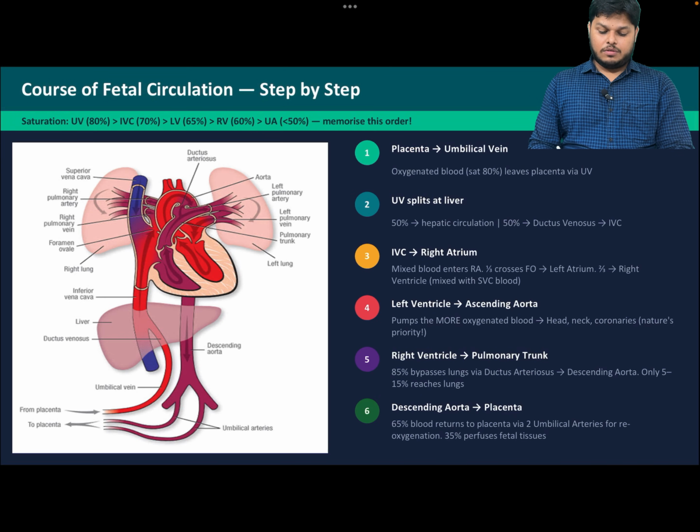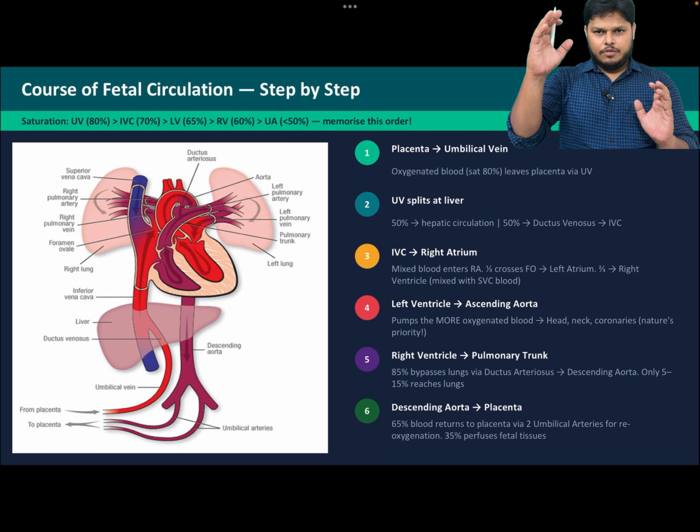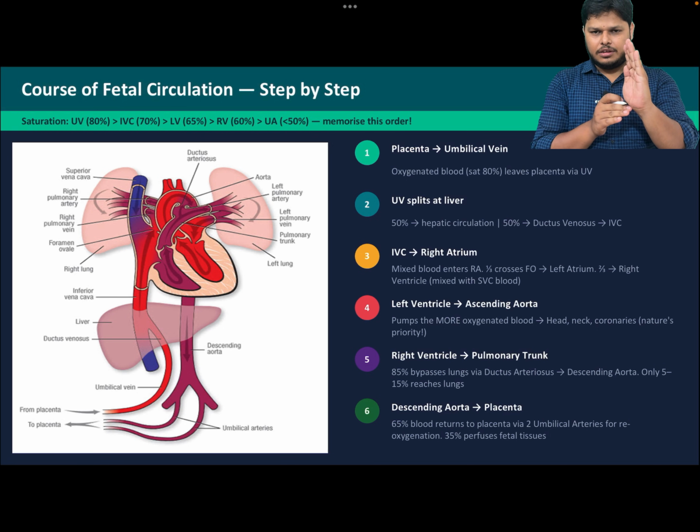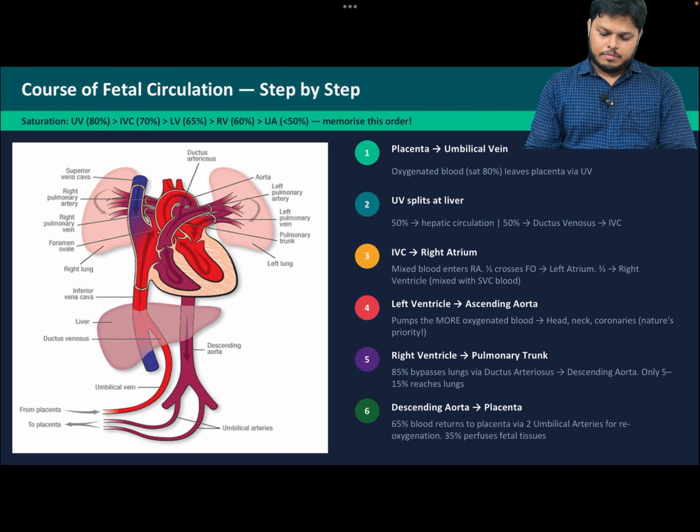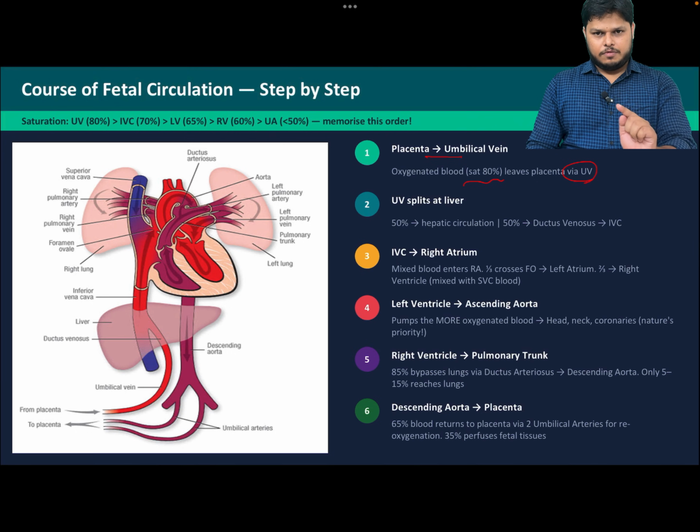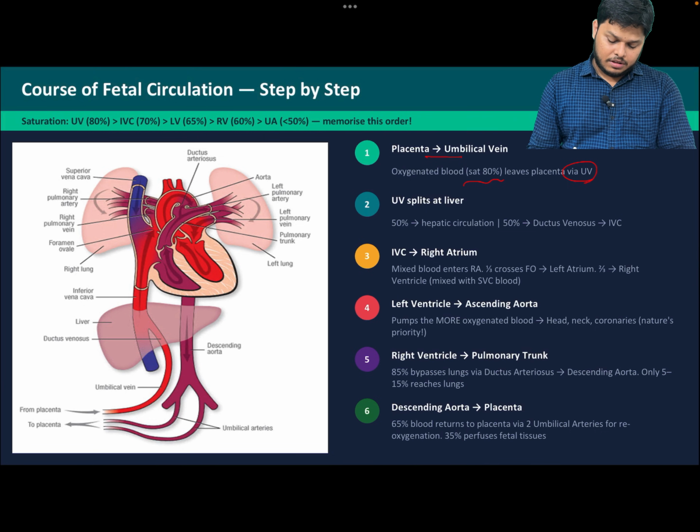Now, course of the fetal circulation. You have a basic idea about fetal circulation: placenta, fetus, umbilical vein, umbilical artery. Now, from the placenta to the umbilical vein, the oxygenated blood saturation, we read, is about 80%, leaving the placenta via the umbilical vein. Here is the placenta, here is the umbilical vein, the red part. So mark this carefully. This is the umbilical vein.